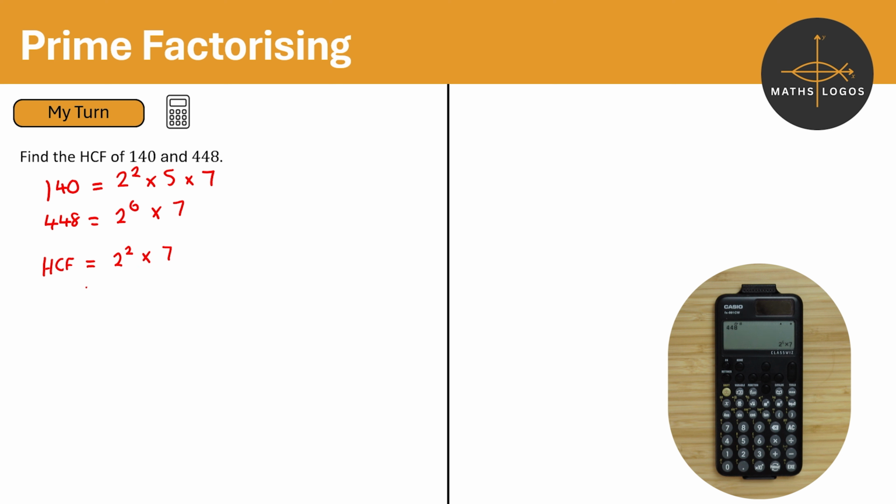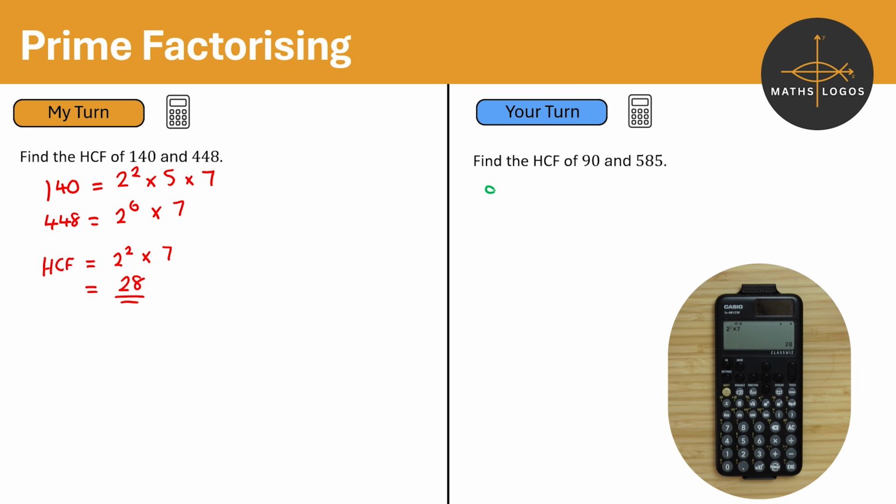The highest common factor is 2 squared multiplied by 7, which I'm going to type in my calculator. So 2 squared multiplied by 7, which is 28. So that's the highest common factor. Pause the video and give this one a go. All right, let's go through this. So find the highest common factor of 90 and 585.